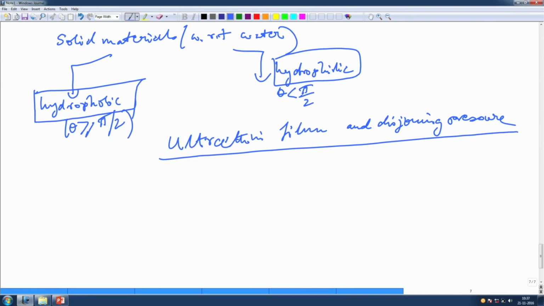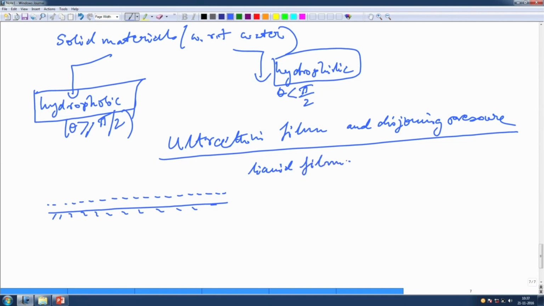So, let us imagine a substrate like this. This is a substrate. There is a very thin layer of liquid which sits on top of this substrate. There is a liquid film, and the thickness of this liquid film is of the order of about 0.2 to 10 nanometers, very thin. It is not a very thick thing, it is a thin film.